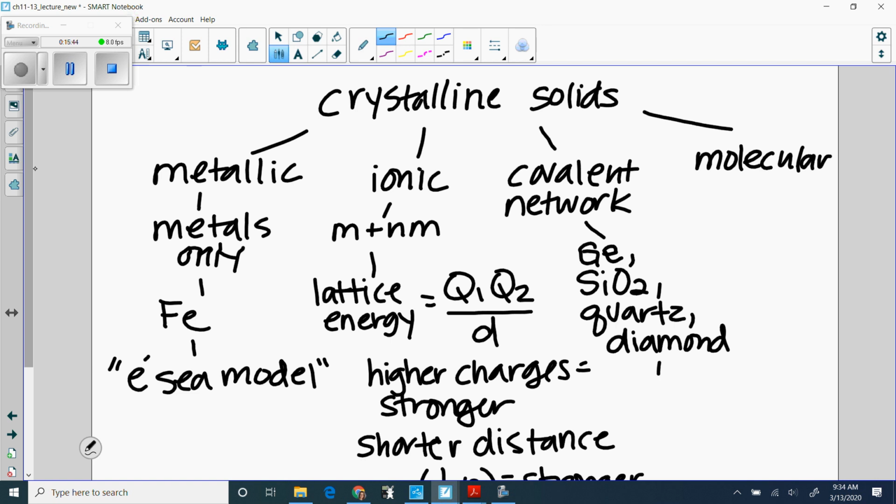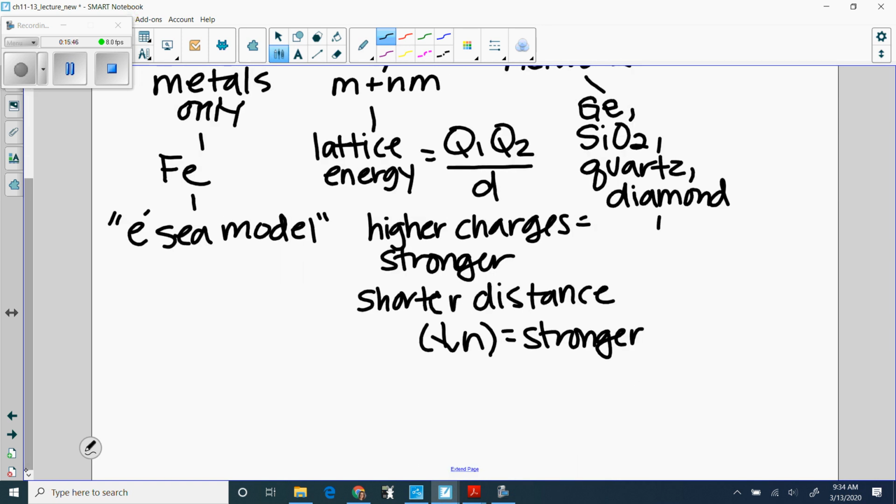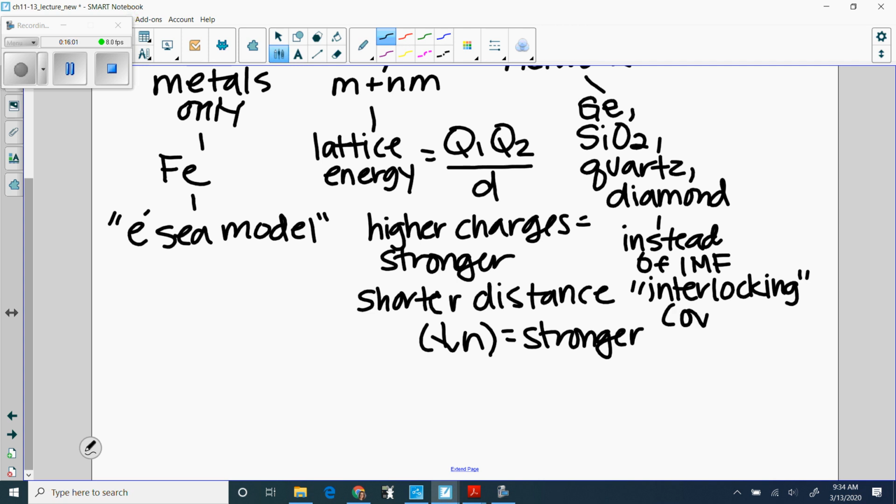What it is instead of intermolecular forces, so they don't even play a London dispersion game. The word they are going to use is interlocking covalent bonds. So you're looking for germanium, silicon dioxide, diamond, or quartz, and you're looking for the word that says interlocking.